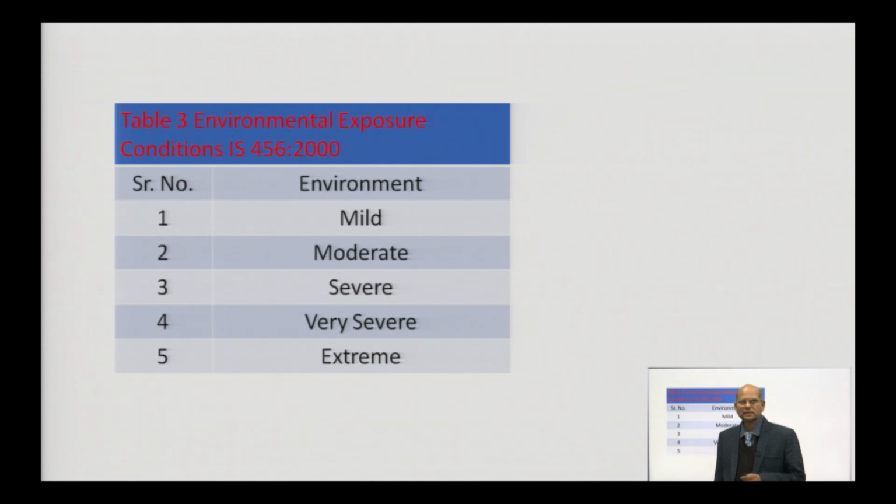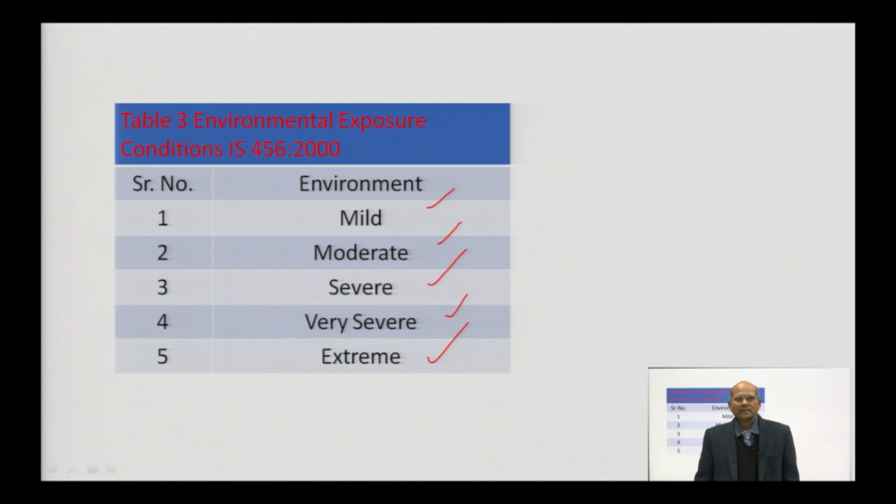If you see here, in IS 456 we have five exposure conditions: mild, moderate, severe, very severe and extreme. If you go to the Japanese code, they have divided into three. If you go to the Eurocode, they also have their own. Each country has classified its environment in a different way based on its environmental conditions. For India, we have divided it into five zones. Even in one place, a portion may be mild or moderate.